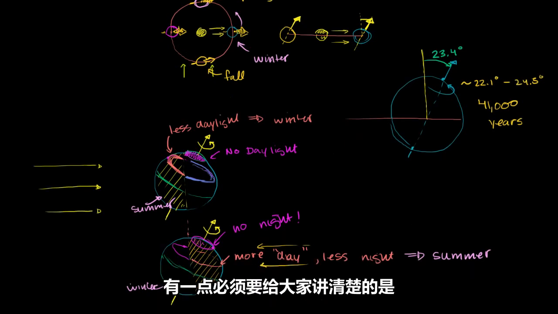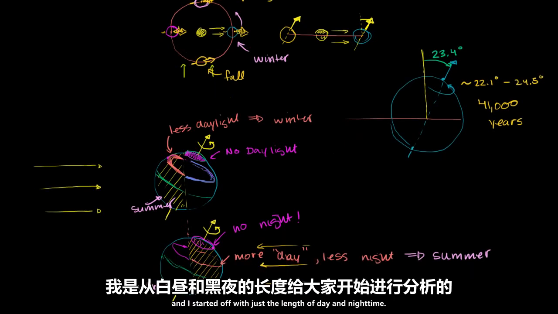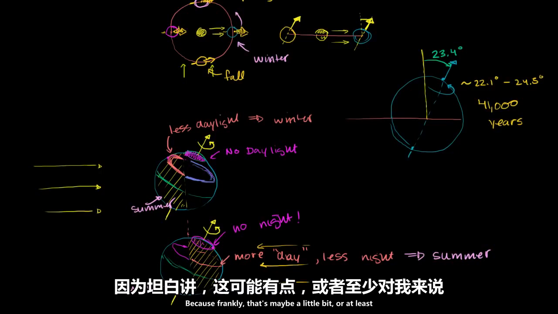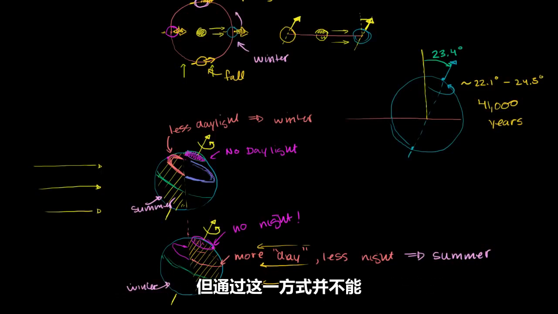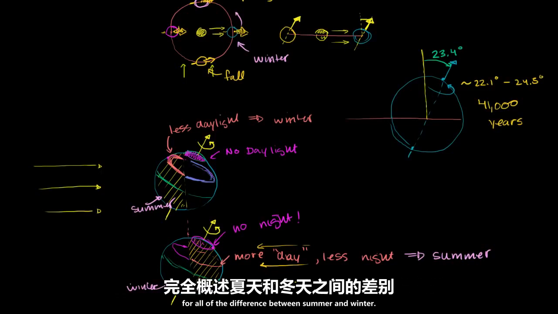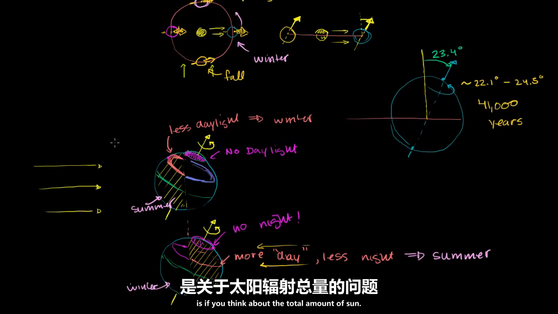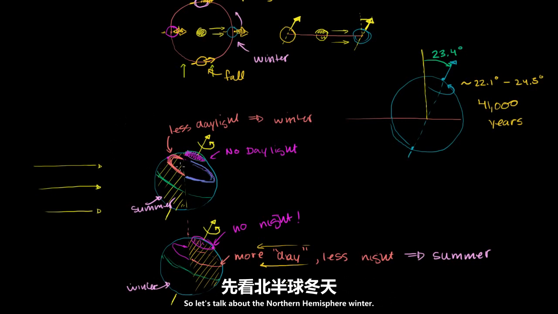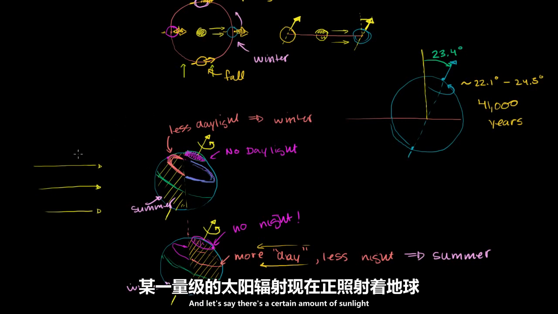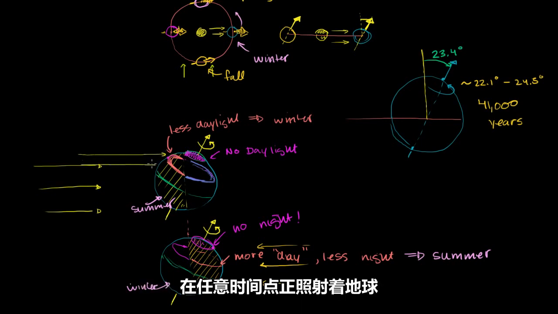Now, one thing I do want to make clear, and I started off with just the length of day and nighttime, because frankly, that's maybe a little bit easier to visualize. But that by itself does not account for all of the difference between summer and winter. Another cause, and actually this is probably the biggest cause, is if you think about the total amount of sun. So let's talk about the northern hemisphere winter. And let's say there is a certain amount of sunlight that is reaching the Earth.